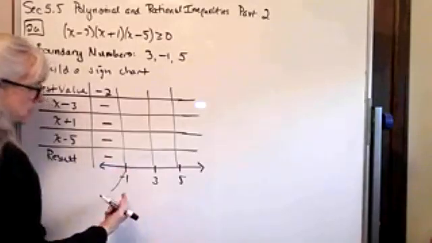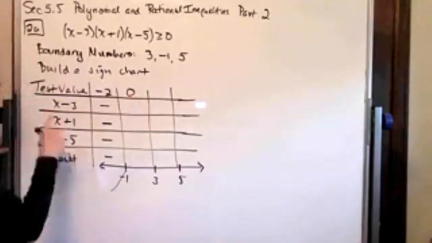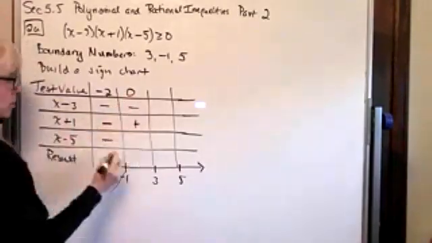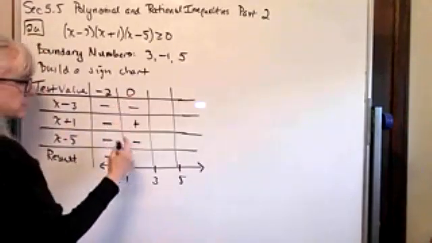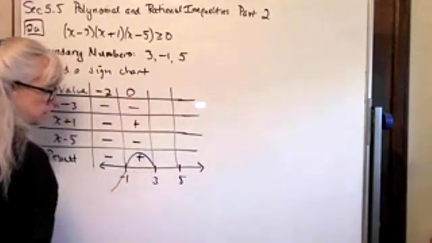Now we're going to test something between -1 and 3. I always go for the easy one if I can. We're going to use 0. 0 minus 3 is negative. 0 plus 1 is positive. 0 minus 5 is negative. What happens if you take a negative times a positive times a negative? Well, we end up with a positive. So that tells me the graph has now come above.